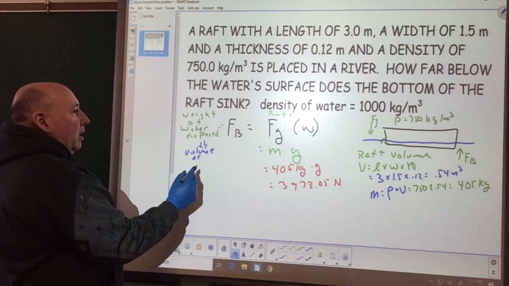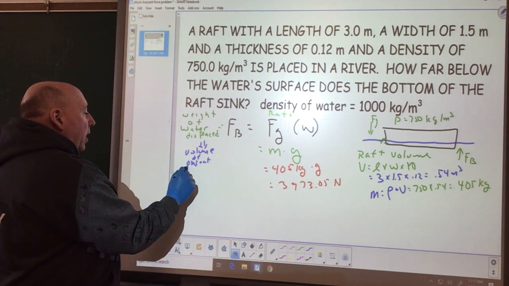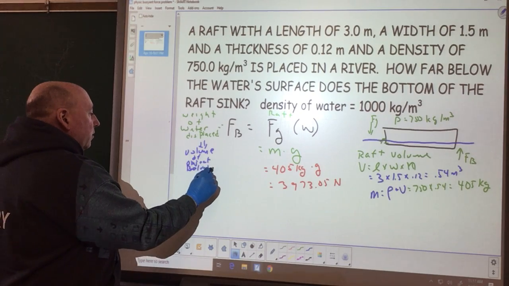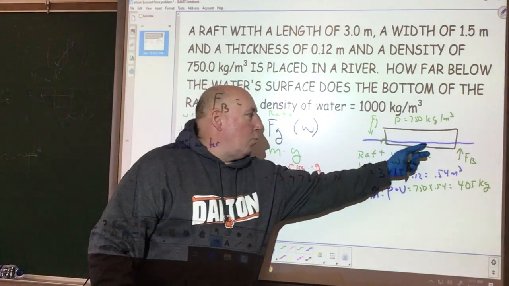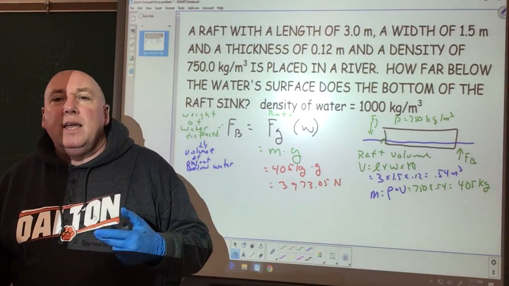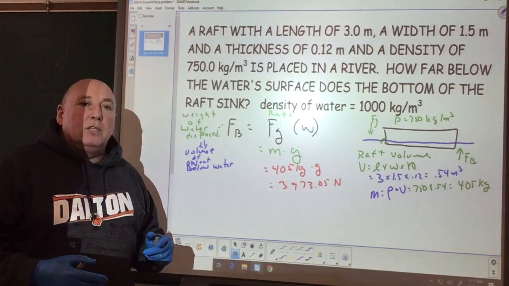So the volume of the object below the water is also going to equal the volume of the water displaced.